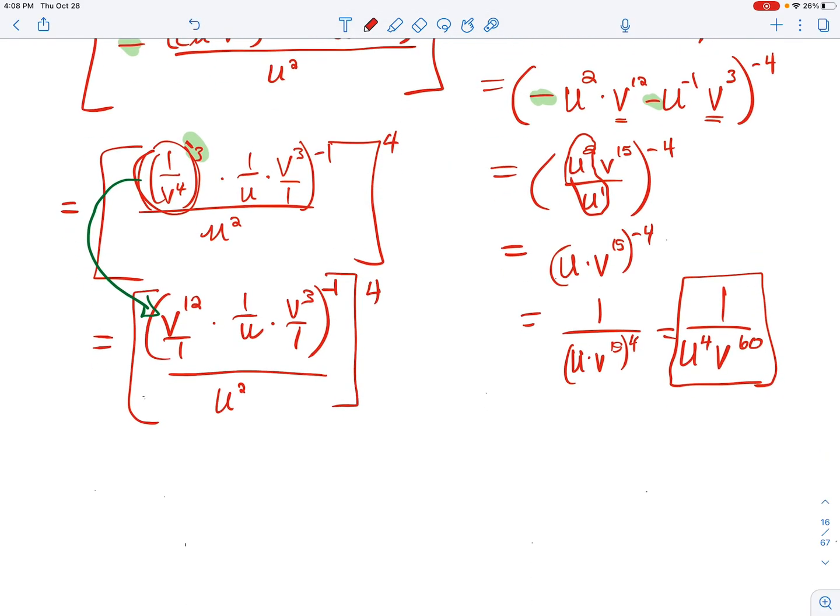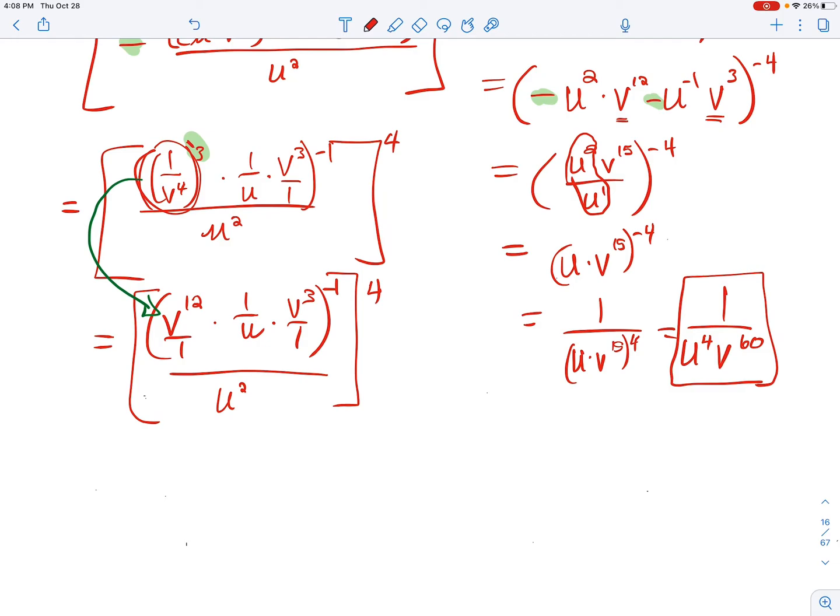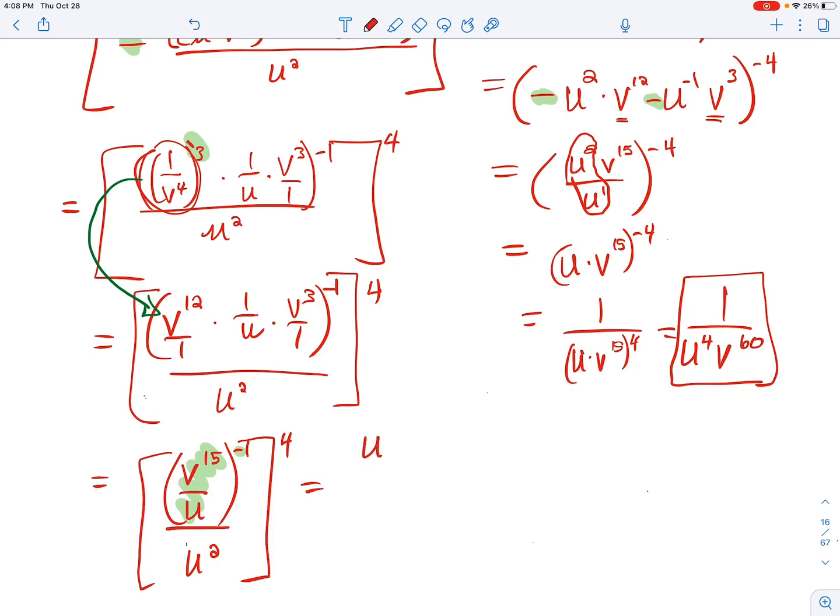Okay? All right, let's see. Now I'm going to collect those v's and make it a little simpler. So that is really v to the 15th over u. It's still to the negative first power. It's still over u squared, and that entire quotient is raised to the fourth power. I'm going to employ this again, the quotient to a negative exponent. That now becomes the reciprocal, u over v to the 15th to the first power.